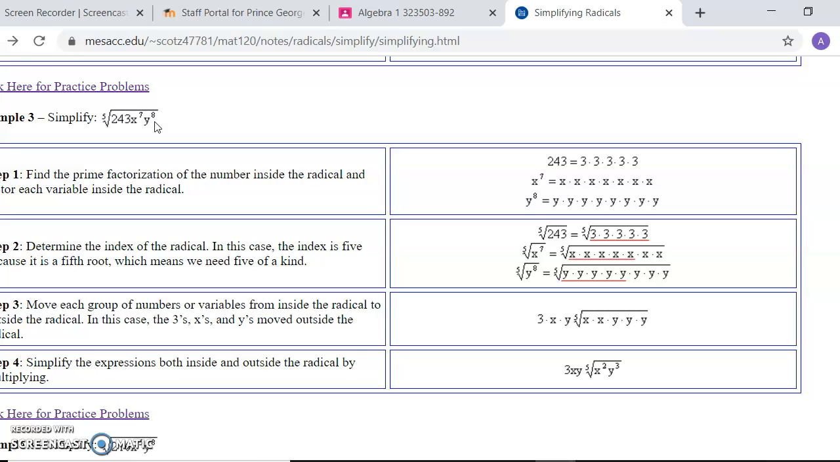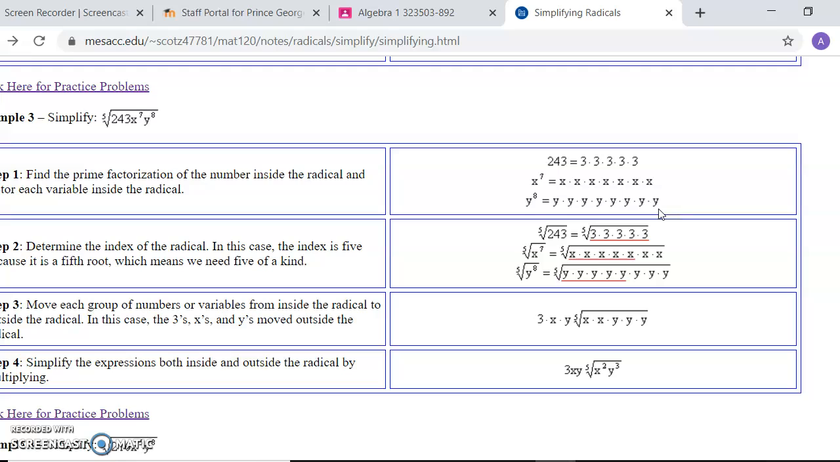Same type of pattern. One, you find the prime factorization of the number inside the radical and factor each variable inside the radical. So that will come out to 3 times 3 times 3 times 3 times 3, which is equal to 243. Then you have x to the 7th, that would be x times x times x times x times x times x times x. And then y to the 8th, which would be y times y times y times y times y times y times y times y.